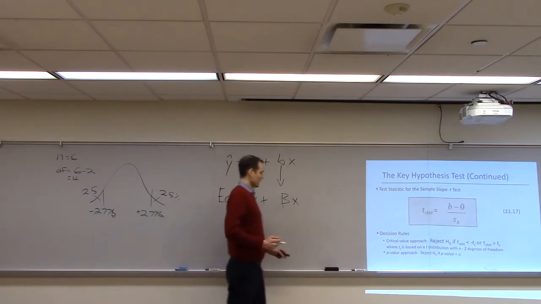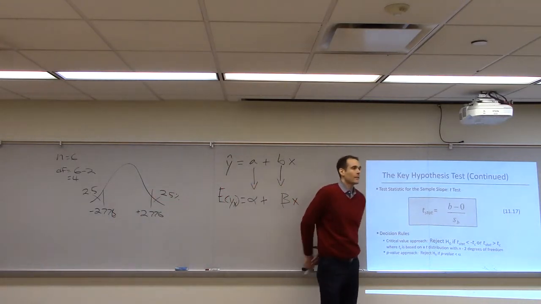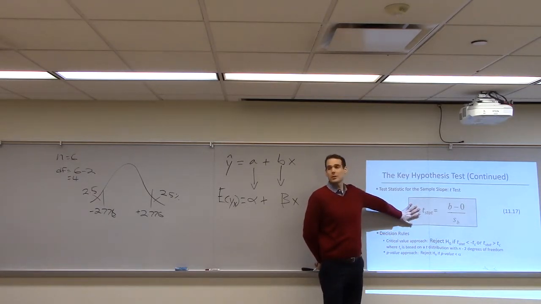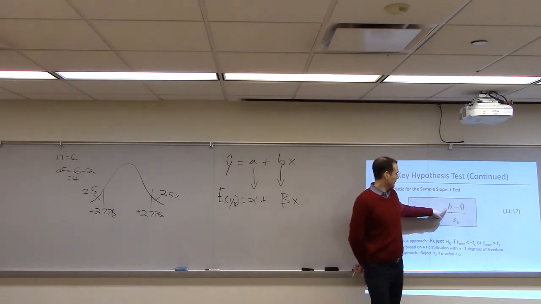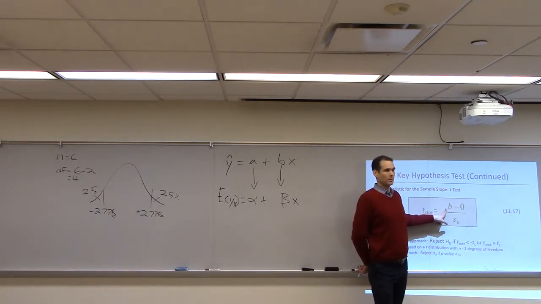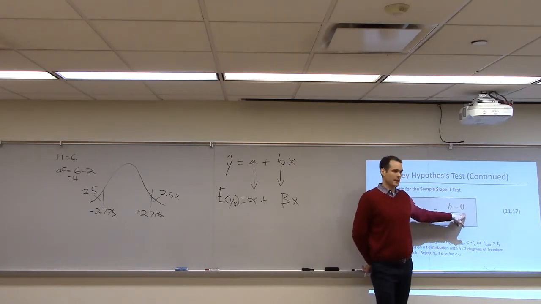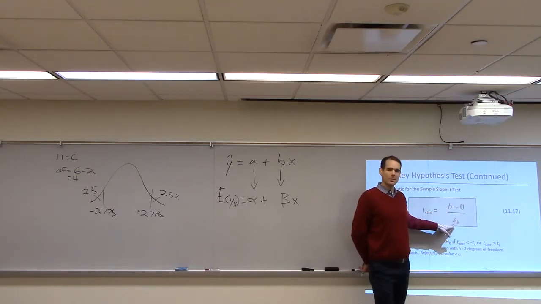So our test statistic for our key hypothesis test is this. Now we're using the t-distribution, not the z-distribution, with n minus 2 degrees of freedom. This little b is our sample slope. We want to know how different that is from 0, so we take our sample slope minus 0. More importantly, we want to know how many standard errors of difference that is.